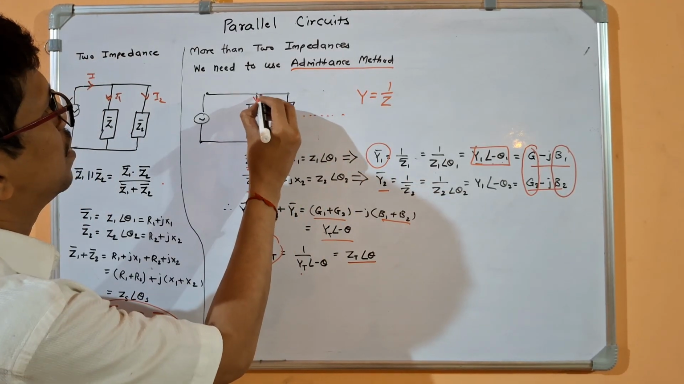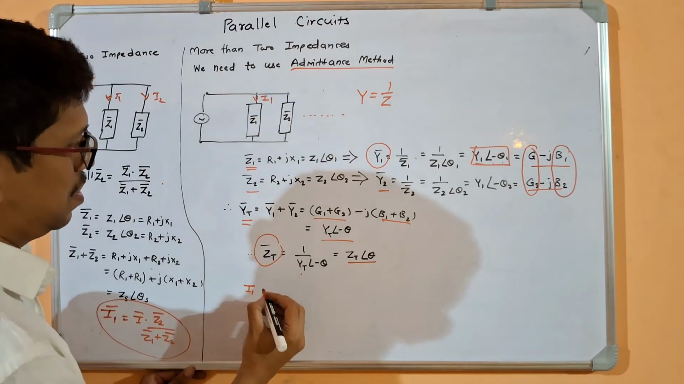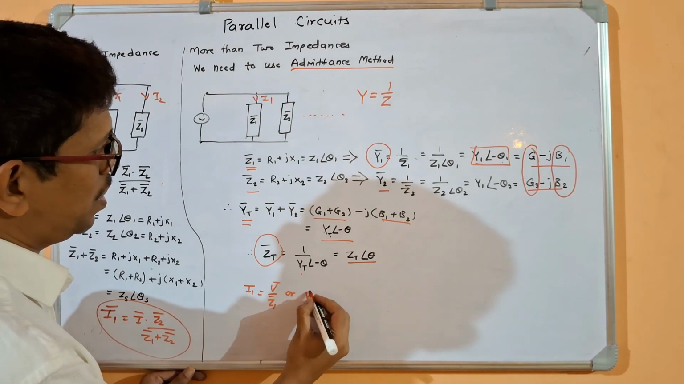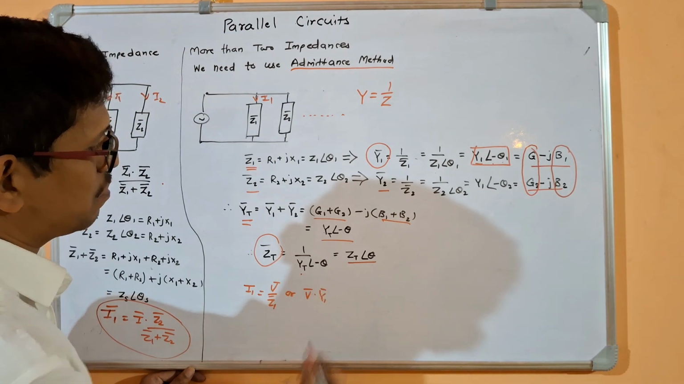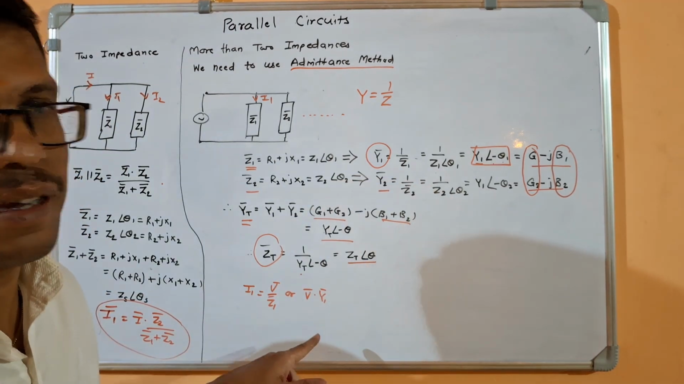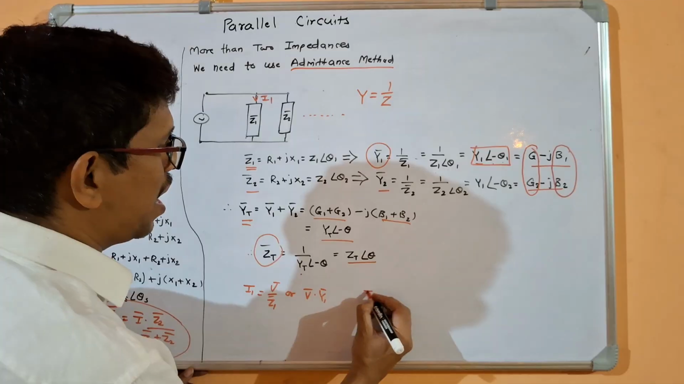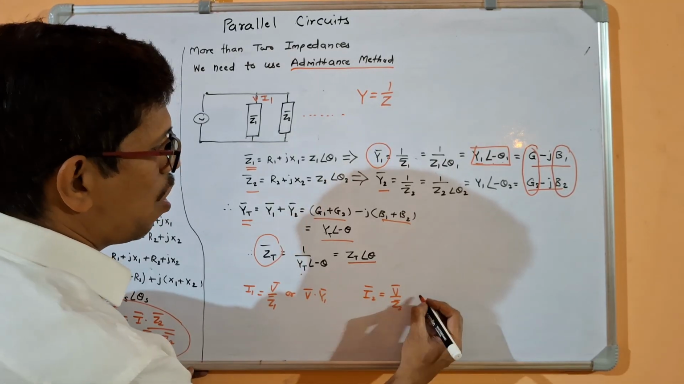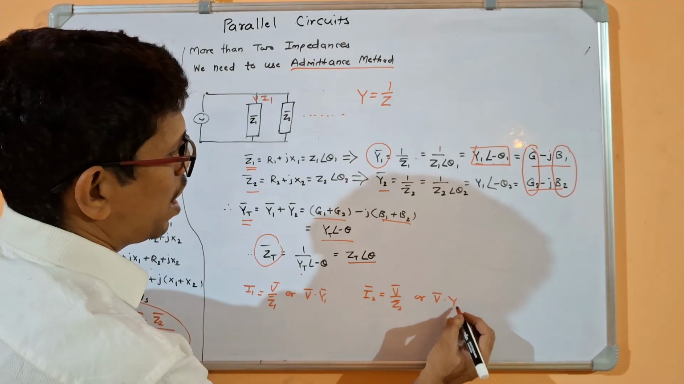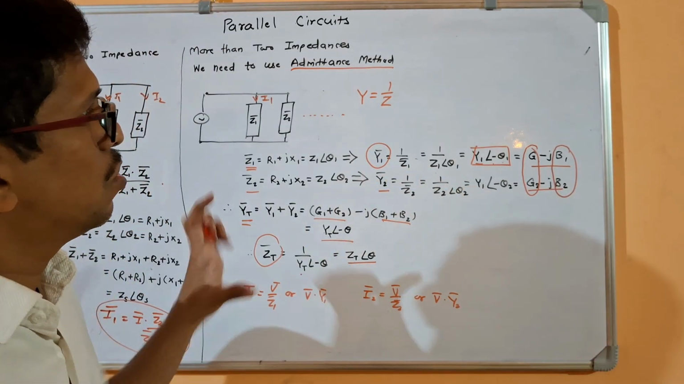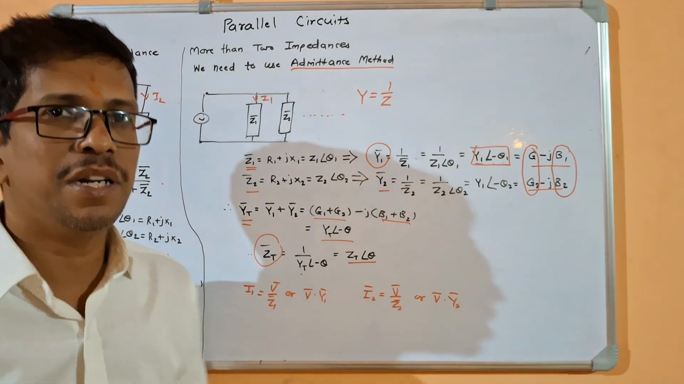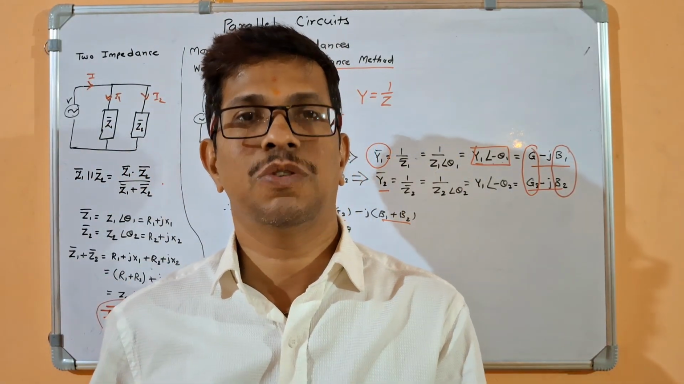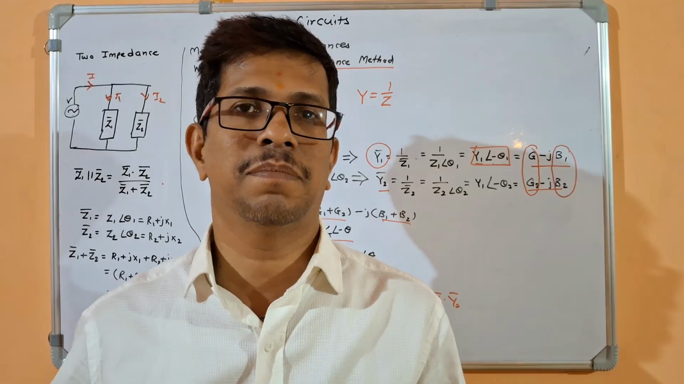Okay, here if you want to find current, suppose I1, you can use V by Z1 or V into Y1. If you want to use admittance, you have to multiply with Y1. Similarly I2 bar will be V bar by Z2 bar or V bar into Y2 bar. So by using this admittance method you can easily calculate the total impedance of the parallel branches.